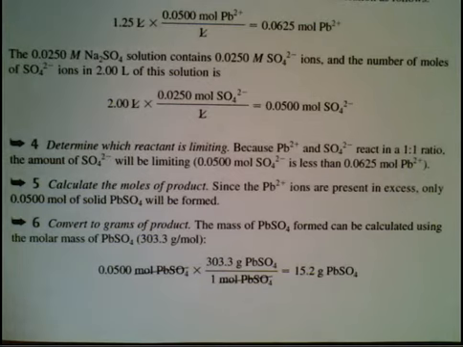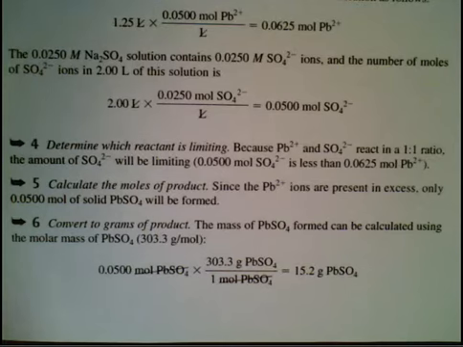On to step 5. Calculate the moles of product. Since the lead plus 2 ions are present in excess, meaning there's more of the lead 2 ions, there's 0.0125 moles of extra that doesn't react. Only 0.0500 moles of solid lead sulfate will be formed. Now we have moles of the product. We know how much of the product will be formed. It's 0.0500 moles of solid PbSO4.